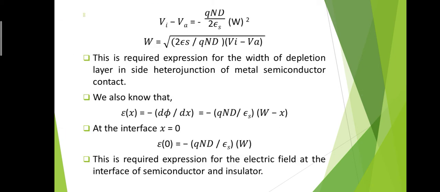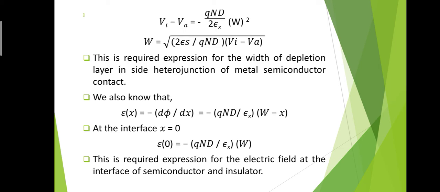So for phi we can write Vi minus Va, which is equal to minus q N D divided by 2 epsilon s into W square, and here we put x equal to 0 because we consider this case at x equal to 0. Now rearrange the equation and we get the equation for W. So W is equal to the square root of 2 epsilon s divided by q N D into (Vi minus Va). So this is the required expression for the width of the depletion layer, that is W, in the heterojunction of the metal semiconductor contact.